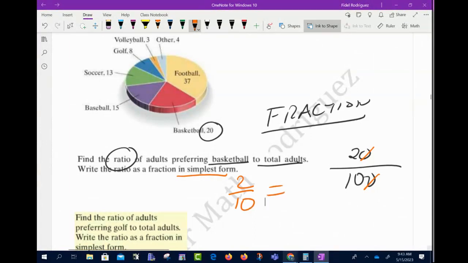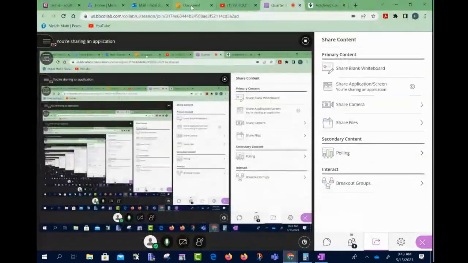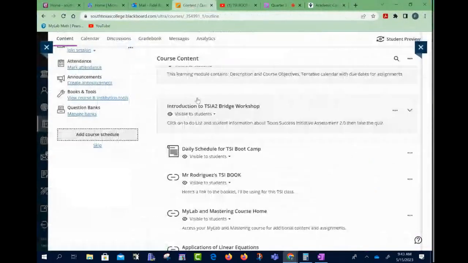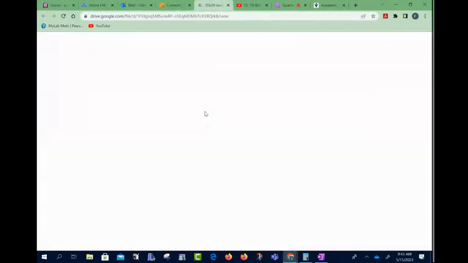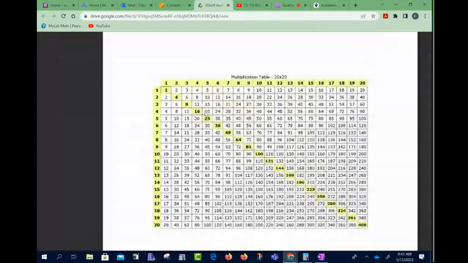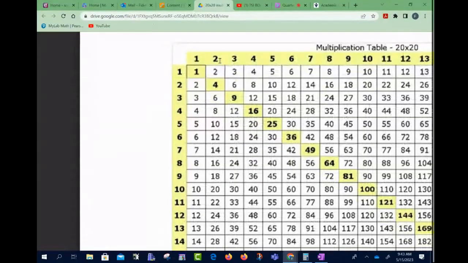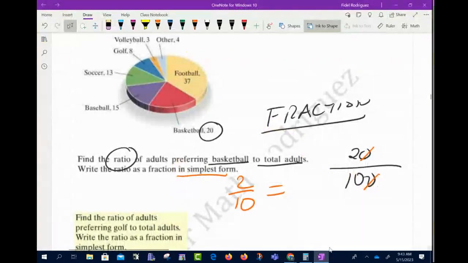Y'all remember, in our Blackboard page, let me come back here real quick. We have as well, we got our multiplication table, right? So if I want to reduce 2 and 10, do you guys agree we can divide them both by how much? 2, right? So look, 2 goes into 2, how many times? And 2 goes into 10, how many times? 5. Okay, so we're going to go, this is 1 over 5, right? Because we're just dividing them both by 2.